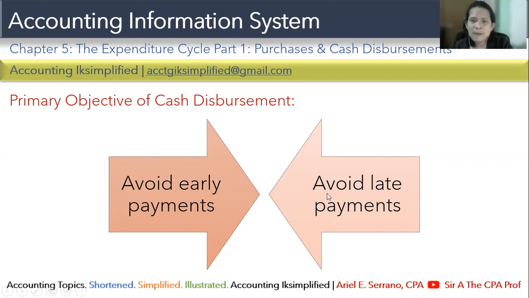Dito naman, sa avoid late payments, of course, we don't want to incur penalties. Kasi usually, pag nagbayad ka ng late, unang-una sa lahat, masisira yung credit standing mo. Di ba? Mafa-flag ka na, may red flag ka na. Hindi ito nagbabayad on time. So, meron na yung flag. May na-flag ka na niya na hindi yan nagbabayad ng maayos.